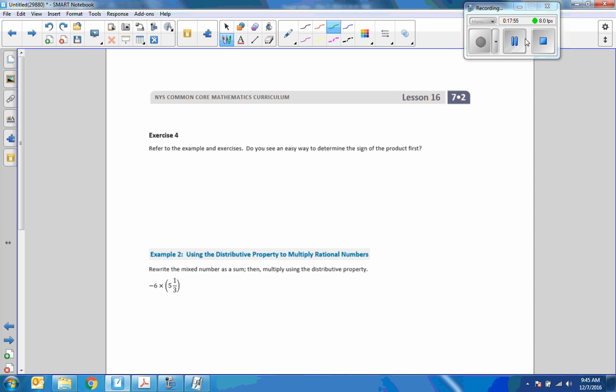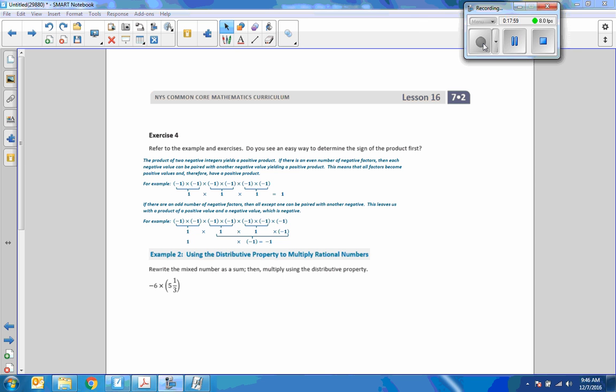And let me bring in the explanation. Okay, here is the lengthy explanation on that. The product of 2 negative integers yields a positive product. So the product of 2, an even number, yields positive. Okay, so that's the key here. If you want to shorten this a little bit: 2 negatives yields a positive.